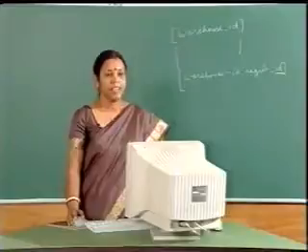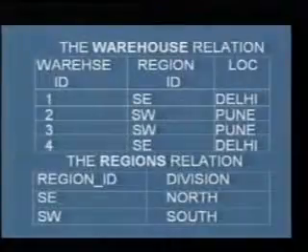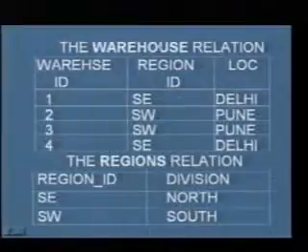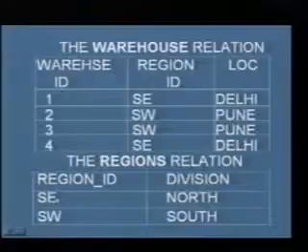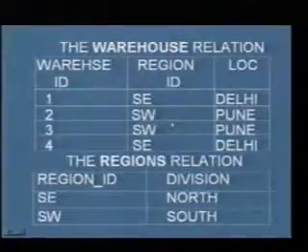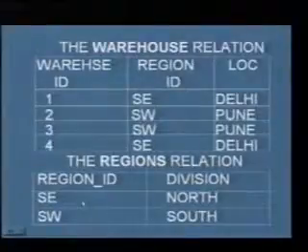Let us understand the concept of foreign key from these two relations. Here we see the warehouse relation and the regions relation. In warehouse, the warehouse ID is the candidate key or the primary key, and in the regions relation, the region ID is the candidate key. In the warehouse relation, the region ID is known as the foreign key because it matches the values of the candidate key region ID of the regions relation.